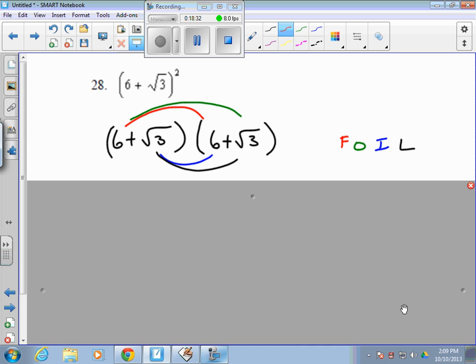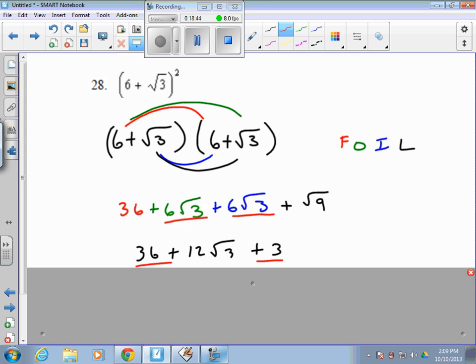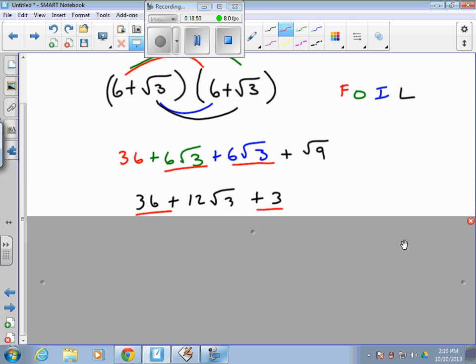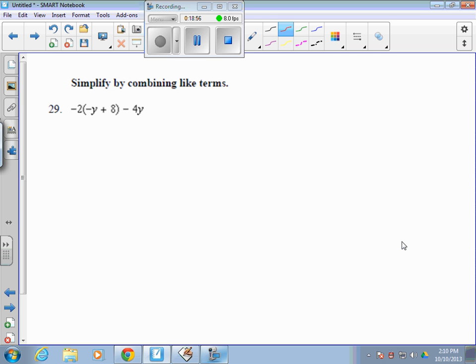Number 28 tells you to FOIL it again. 6 plus the square root of 3, squared, means to multiply it by itself. Again, first, outer, inner, and last leaves you with 36 plus 6 times the square root of 3 plus 6 times the square root of 3 plus the square root of 9. Combine your two like terms, 6 times the square root of 3 and 6 times the square root of 3, and you get 12 times the square root of 3. Then combine 36 and the square root of 9, which is 3, and it leaves you with 39 plus 12 times the square root of 3.